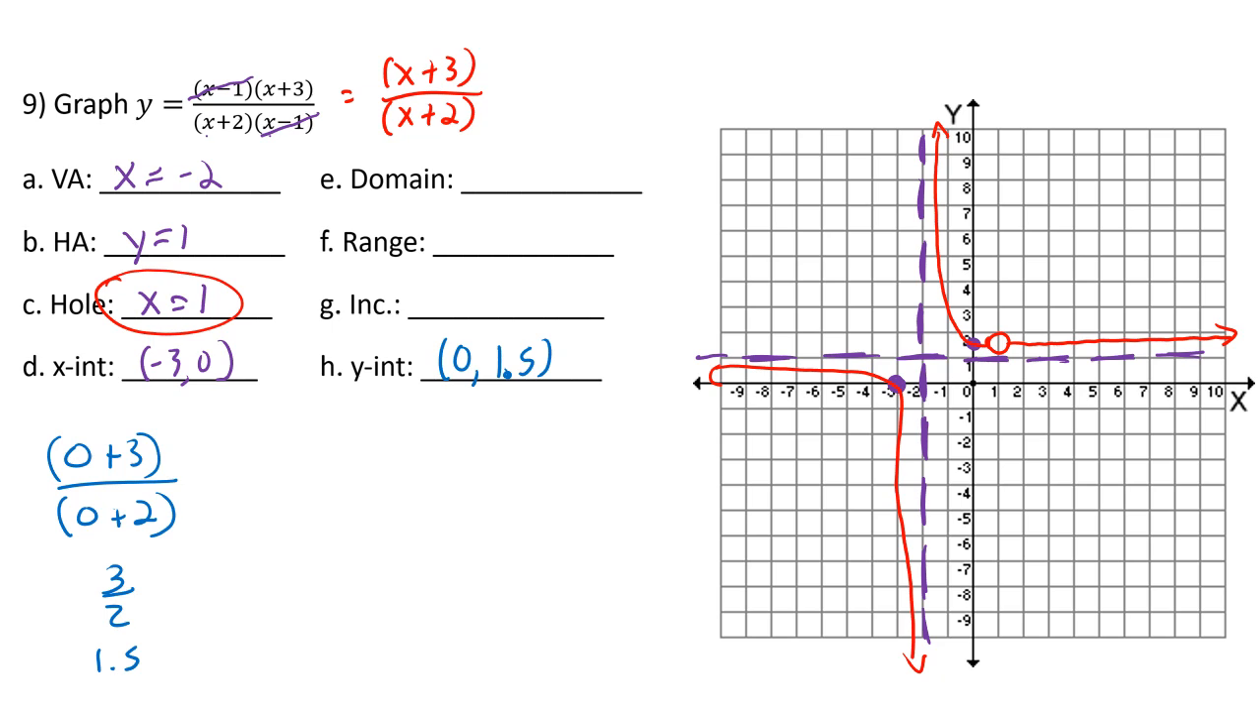All right, so now it asks for domain. So domain is going to be x, an element of all real numbers, but it can't have any vertical asymptotes or holes. So it can't be -2, and also cannot be +1. Our range, y is an element of all real numbers, but it cannot be where y is 1, and that's because that's where the horizontal asymptote is.